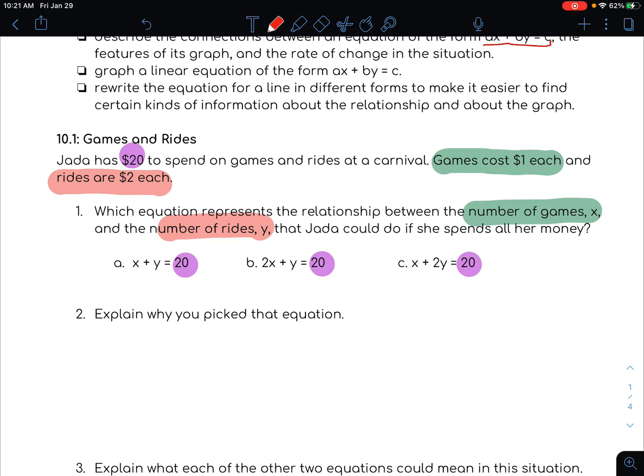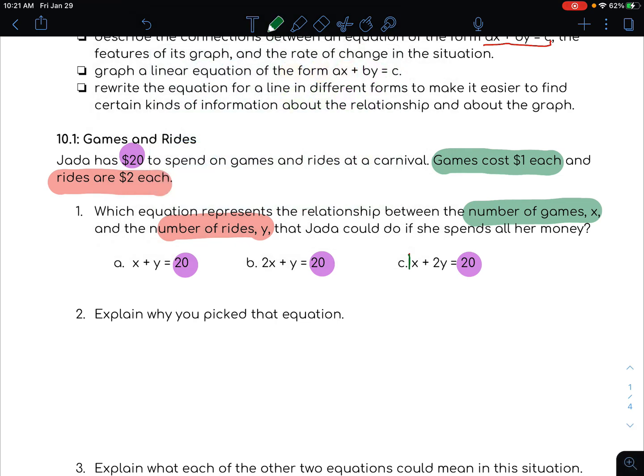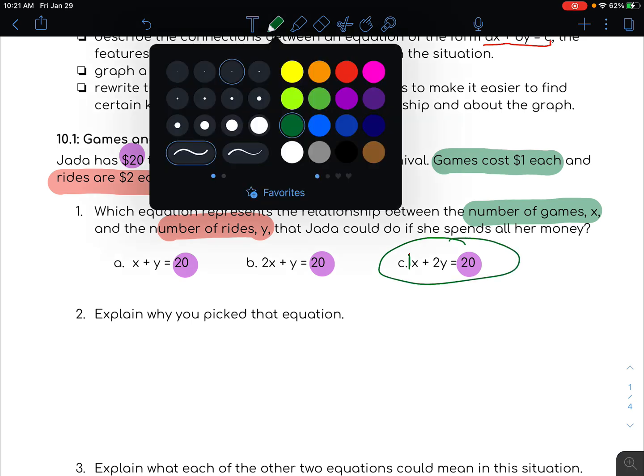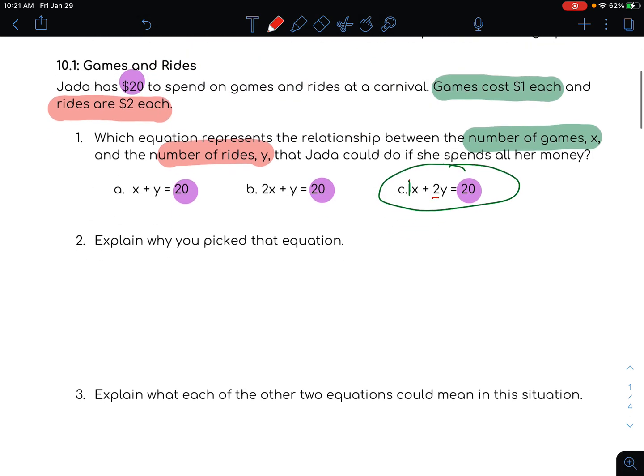That means that we're really going to end up with this equation right here, because you're talking about $1. Remember that there is a number in front of that x that's a 1. If you don't see the number there, we know that it is a 1 because it is a 1x. And then you have $2 times the y value. So this equation right here would represent the situation that we are talking about. There's the 2 times the y, and we know y is the rides.